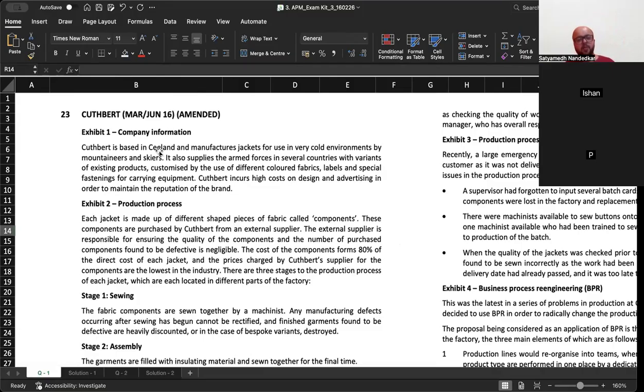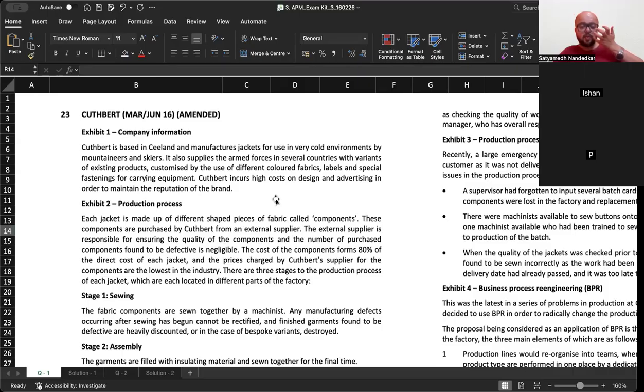exhibits. Cuthbert is based in Sealand and manufactures jackets for use in very cold environments by mountaineers and skiers. It also supplies the armed forces in several countries with variants of existing products customized by the use of different colored fabrics, labels, and special fastenings for carrying equipment. Cuthbert incurs high cost on design and advertising in order to maintain the reputation of the brand.